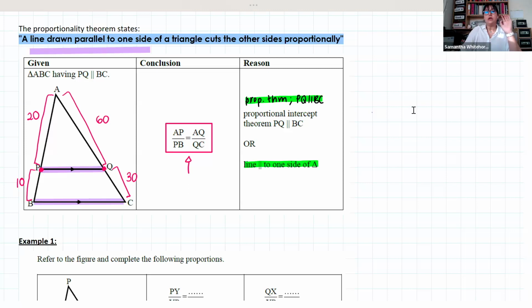All right, so that is our proportion theorem. Now, the midpoint theorem, which some of you might have learned in grade 10, is essentially an extension of this.